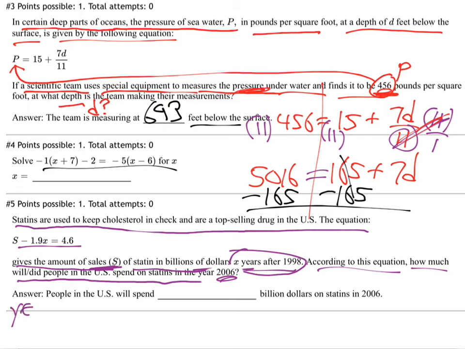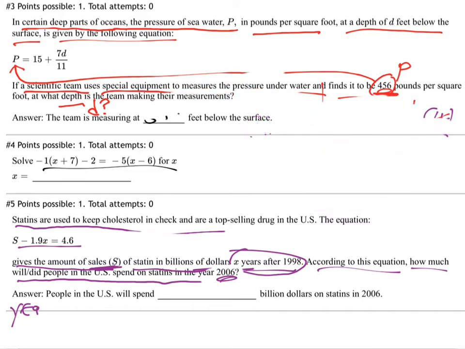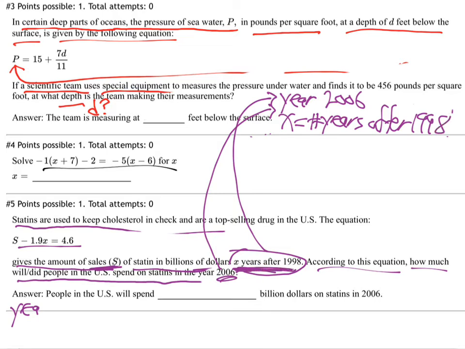If it's the year, here, let me erase all this work from the previous number 3. Give us some room to work here. So if we come up here and it's the year 2006. X is number of years after 1998. It says it right here, right? X is the number of years after 98. So if it's the year 2006, how many years after 1998 is that? If you subtract, you'll get 8. That's 8 years after 1998.